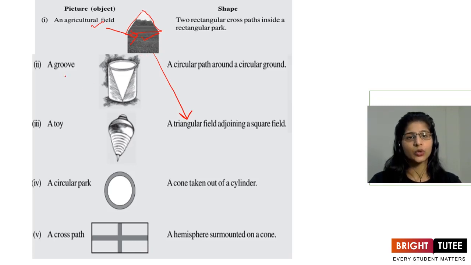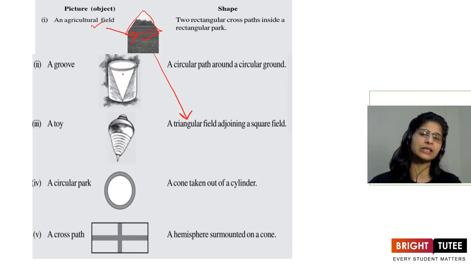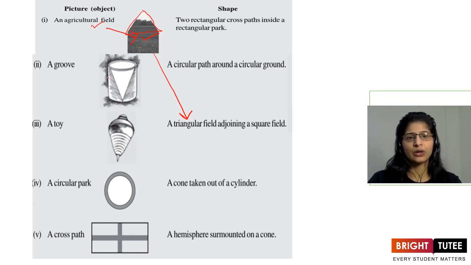Okay, a groove means when we take out something from a metallic surface, we make a hole in it, like so. Here we see in the cylinder this cone is taken out, this cone shaped metal is taken out. So a groove is this only, right? So it is a cone taken out of a cylinder. To this we are going to match it.